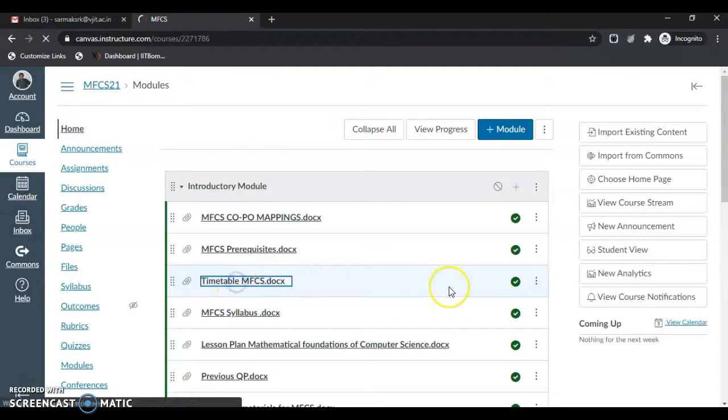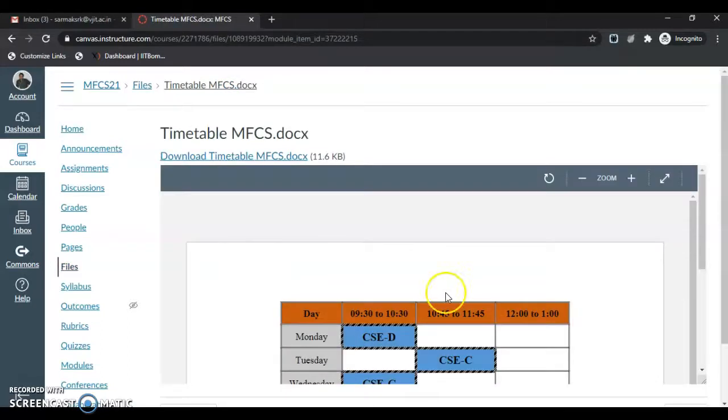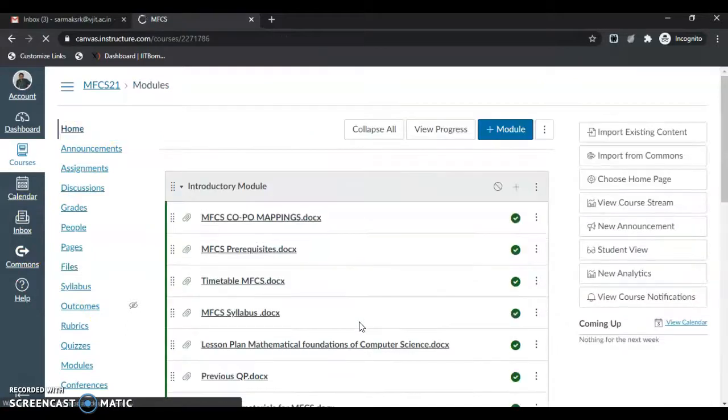Coming to the timetable, as we are conducting all classes in online mode, for each and every section we will be having 3 classes. I'm handling this same subject for 2 sections. For C section I will be having 3 classes, and for D section I will be having 3 classes. So in total, 6 classes per week.